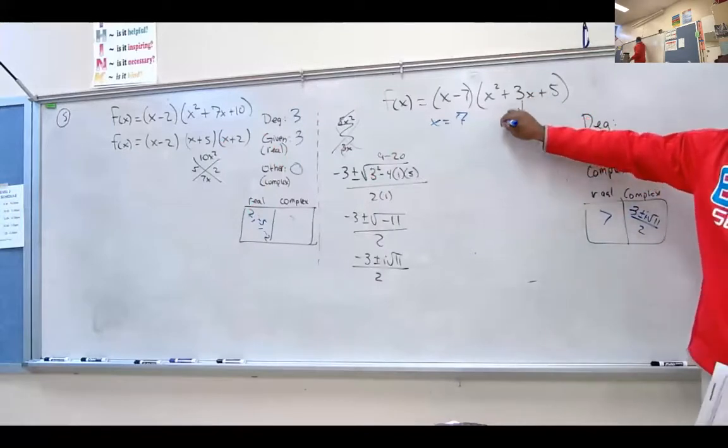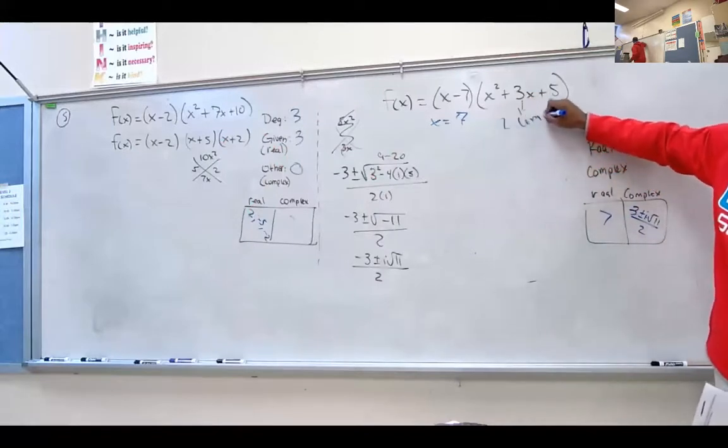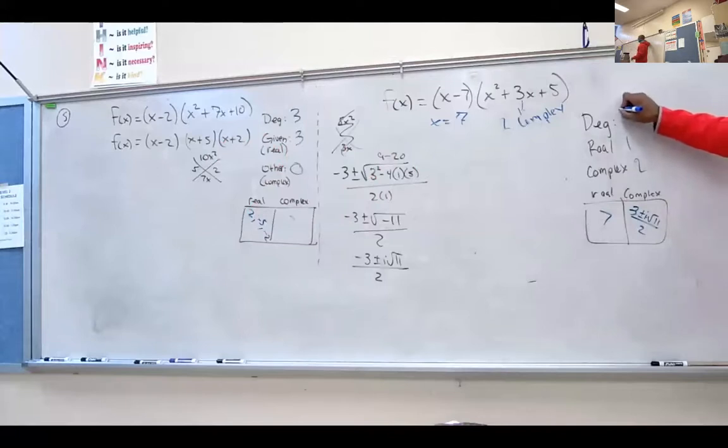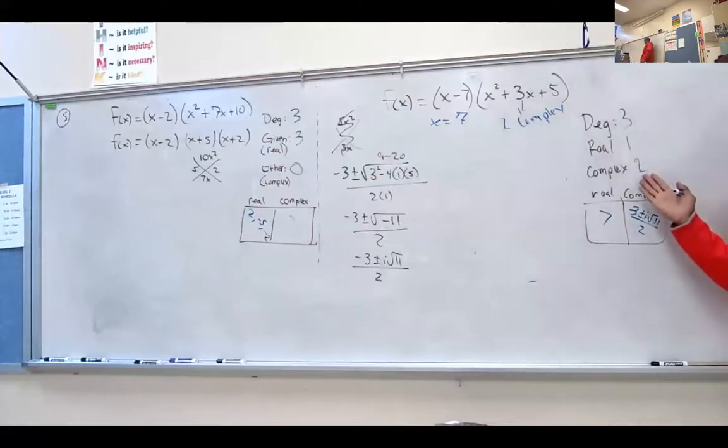2. 2 complex. And then 1 real. So 1, 2, and so the degree is 3. Notice how complex is still even. Okay, it comes in groups of 2.